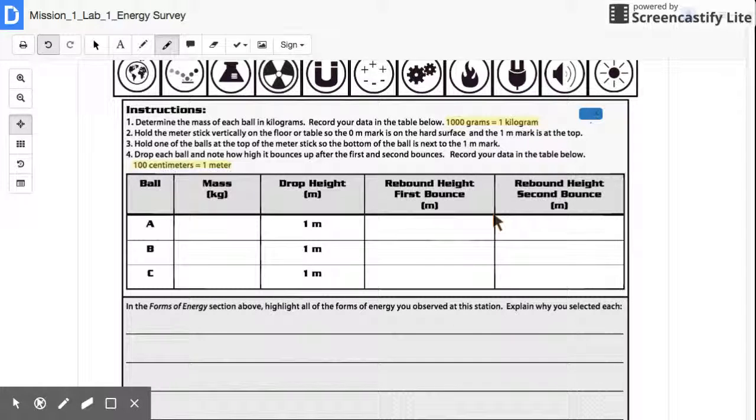So on this lab, you do have permission to bring in your smartphone. We'll put it on the tripod. I have a thing to hold your phone, and you can video the ball.